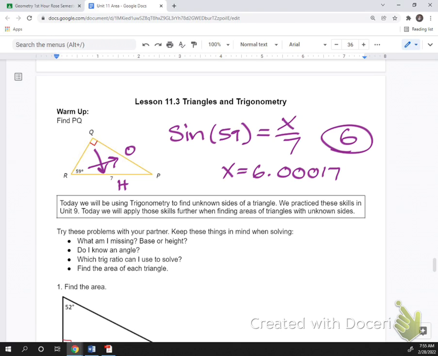Here are some things to keep in mind as we try these problems. What am I missing? The base or the height? We'll be drawing in the height or the base today. You should be figuring out which is which. Do I know an angle? Which trig ratio can I use to solve? And finally, make sure you find the area.